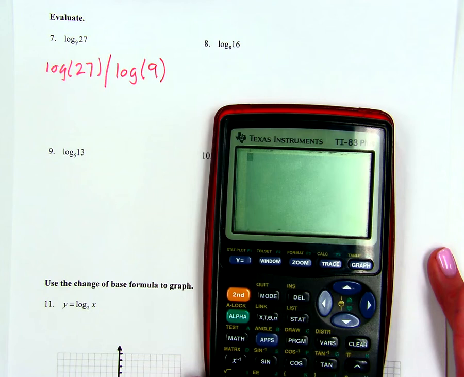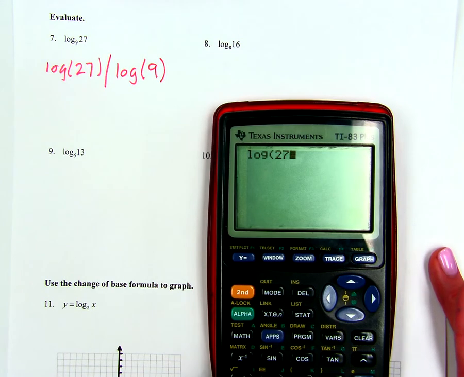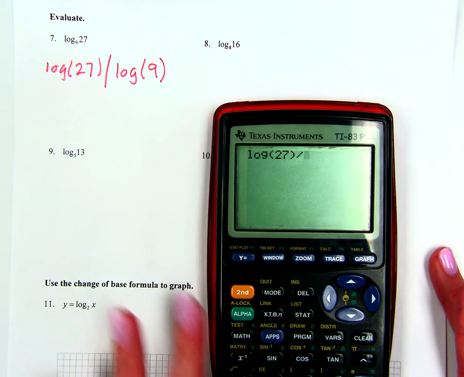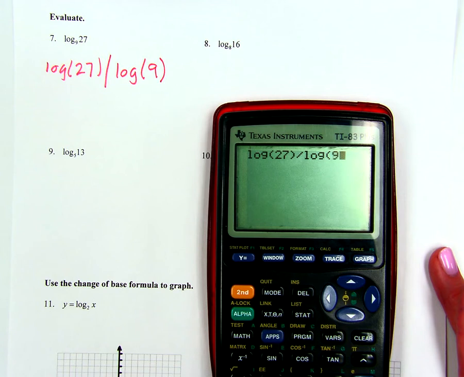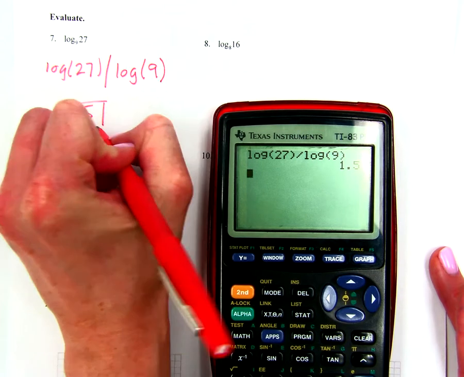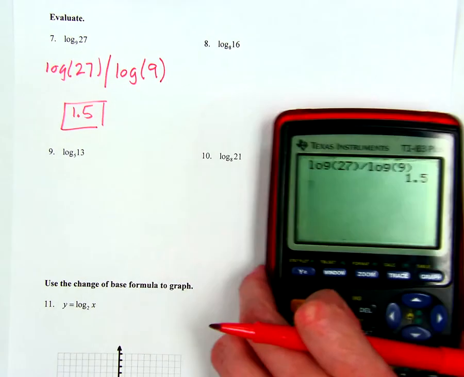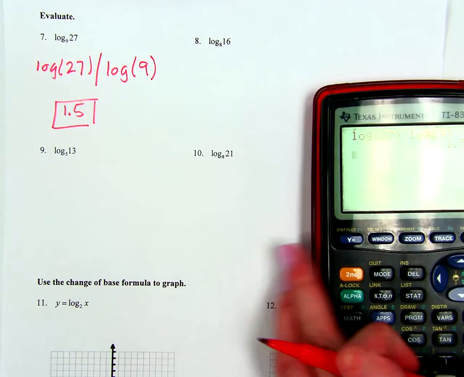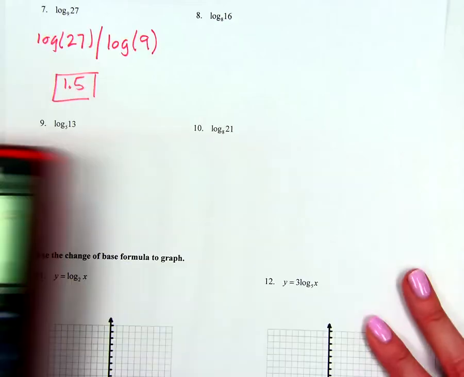So go ahead and plug that into the calculator. So we have log of 27. And notice, remember the parentheses, please, and then your answer comes out to 1.5. So same thing for 8, 9, and 10. So go ahead and set up your problems and plug those into the calculator.